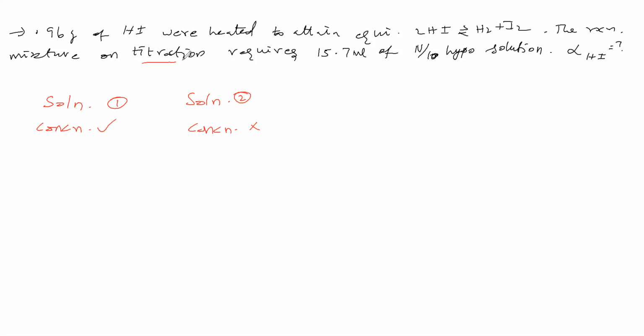Now, titration means what? The apparatus required, that we will see. One is called a burette. Another one is called a pipette. Next one is called a conical flask. The next one is a burette stand. This we have to take.